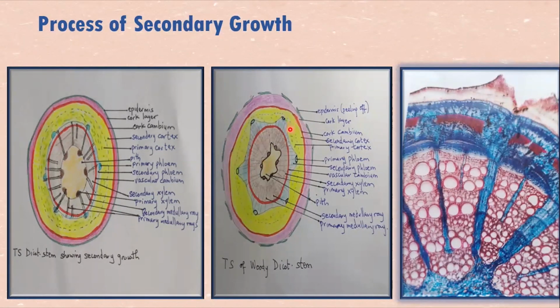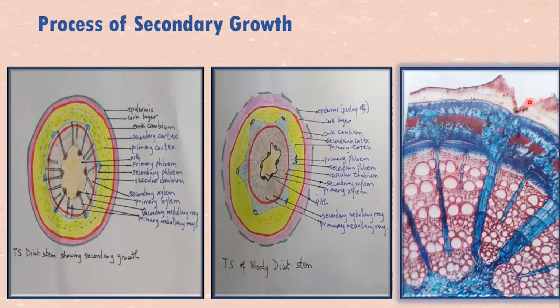You have primary cortex. This is primary phloem. This is secondary phloem. This is vascular cambial ring. And this is secondary xylem, wood. And the primary xylem is here and the pith. Now, look at the medullary rays stuck in there. And as you can see, more xylem is formed than phloem.